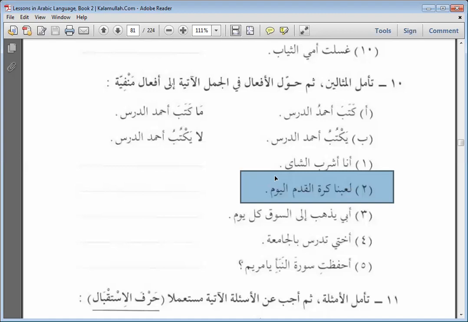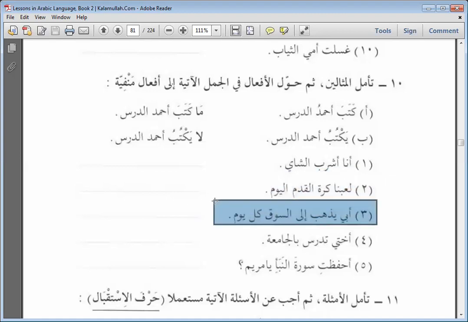Now, who wants to try the next one now? رقم 3. أبي يذهب إلى السوق كل يوم. Want somebody to give me the answer for that. لا. Now, so we try to put the ma or the la immediately before the verb. So we say أبي لا يذهب إلى السوق كل يوم. Right?